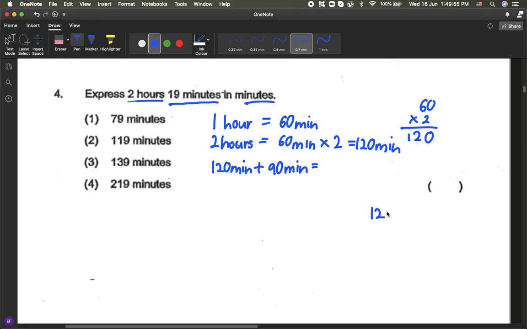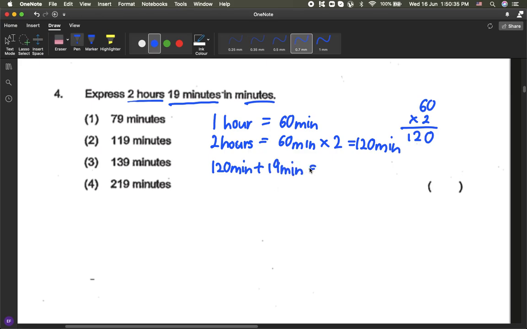Let's do our working again. 120 plus 90, 0. This is 12. So 12 plus 9. Oh, sorry. So this is 2 plus 9. 2 plus 9 is 11. So that's 1. Carry 1. And we have 2. So 210 minutes. Oh, sorry. I think I saw it. This is 19 minutes, not 9. Sorry for the confusion.